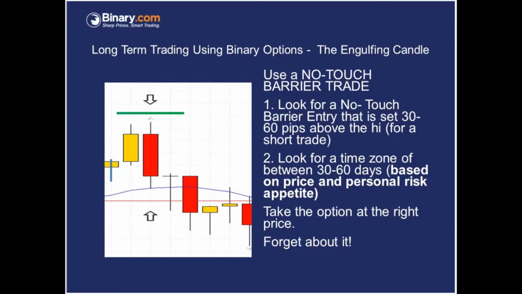So how would I trade it? Well, the very standard, simple way is that I'd be using a no-touch barrier trade. I'd be looking to set a no-touch barrier option that is probably about 30 to 60 pips above the high, in this case for a short trade. Then I'm looking for my option to run between about 30 to 60 days, about 4 to 8 weeks.